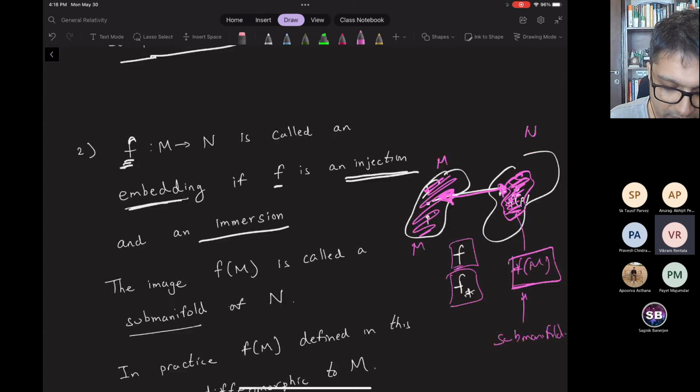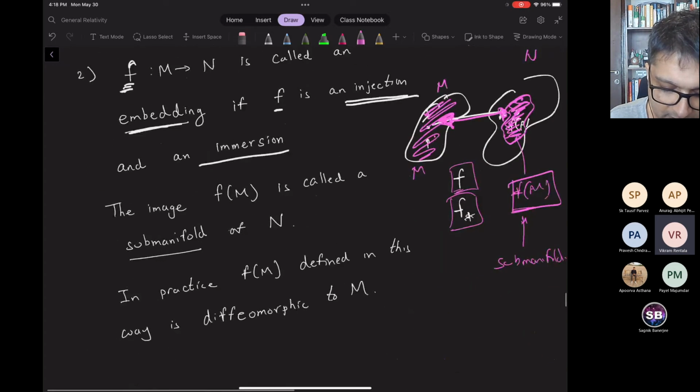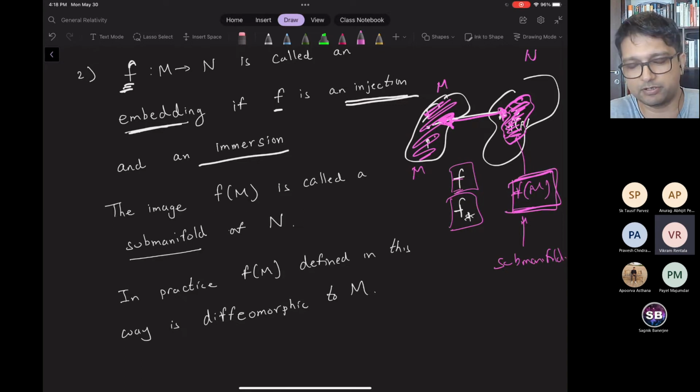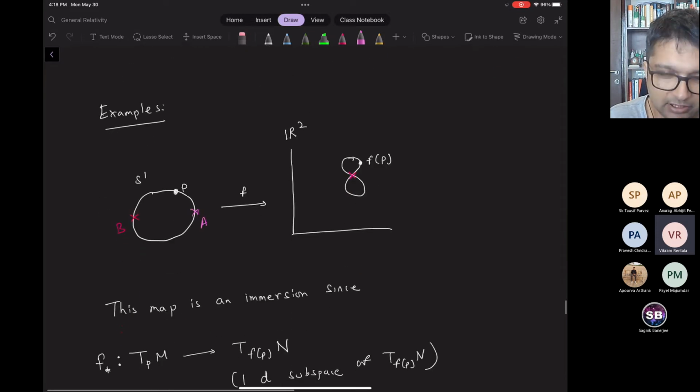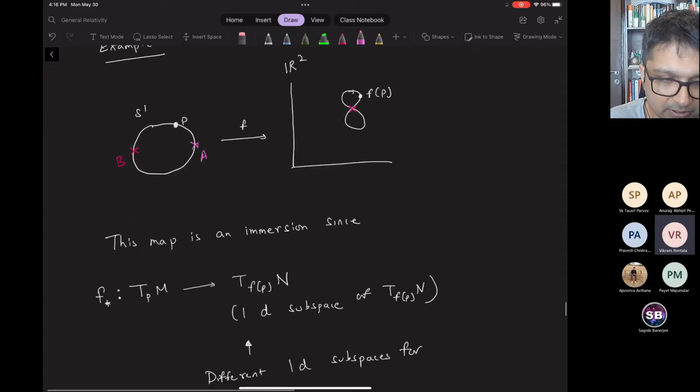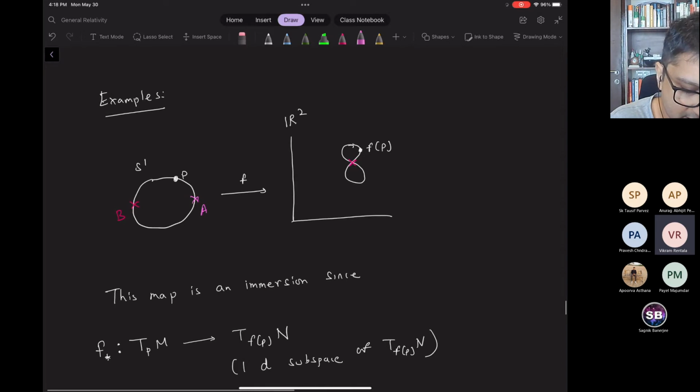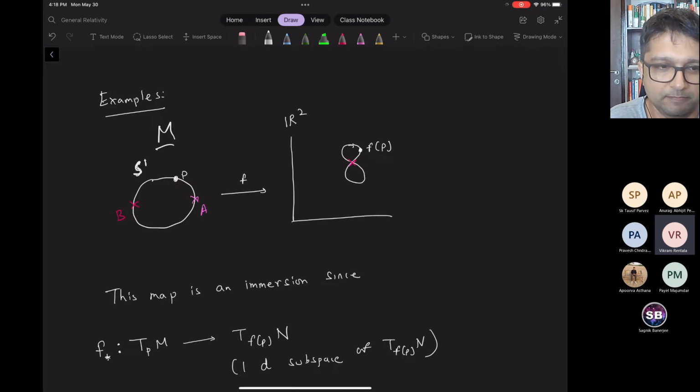So this is just a definition. We've defined an immersion map and we've defined what we mean by an embedding. If F is an embedding, then this image of F is what we call a submanifold of N. So let's look at some examples and it'll become clear. Let's take a simple space M. We'll take M to be S1, something that is topologically a 1D circle.